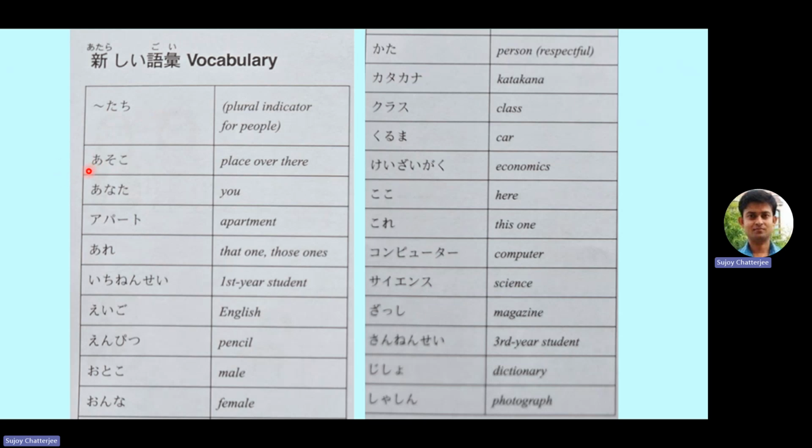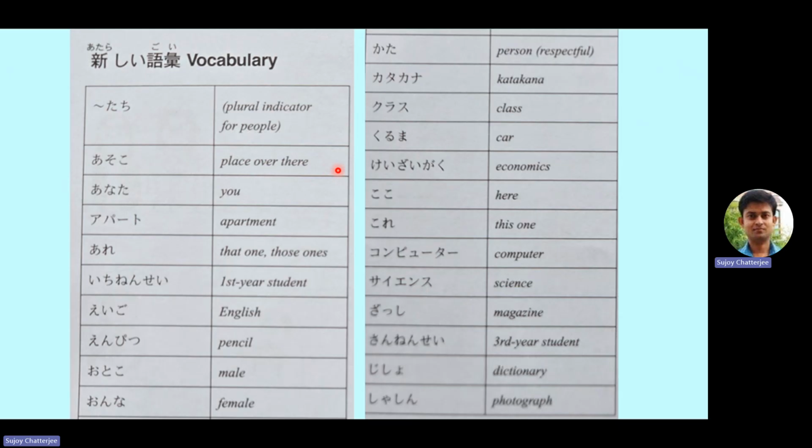And likewise, asoko, place over there. Just like koko, soko, it's asoko. Just like kono, sono, ano. So when we use a before such kind of words, it means the object is at a distance. So when it comes to asoko, it's related to a place. So koko, soko, and asoko. Then anata means you, which you already know. Apato, apartment. Are, that one over there.